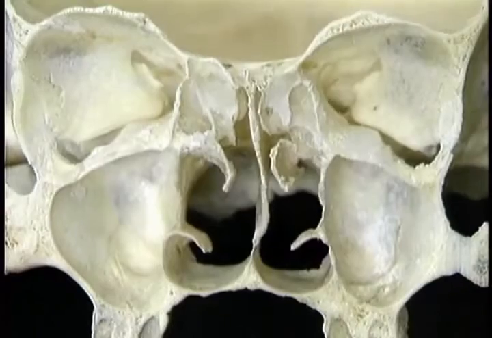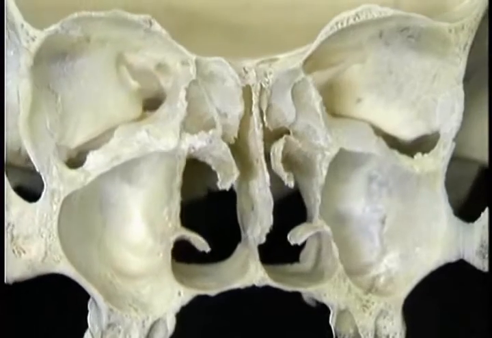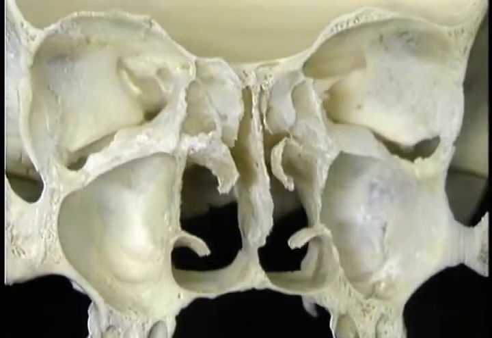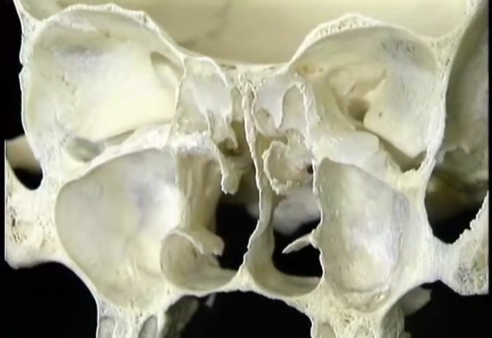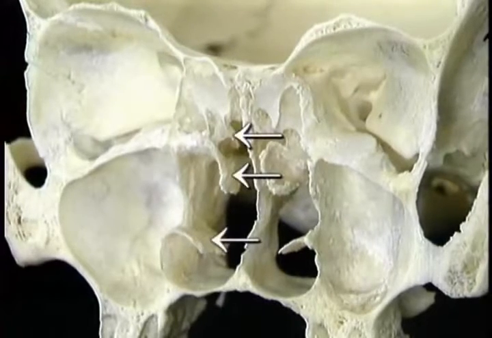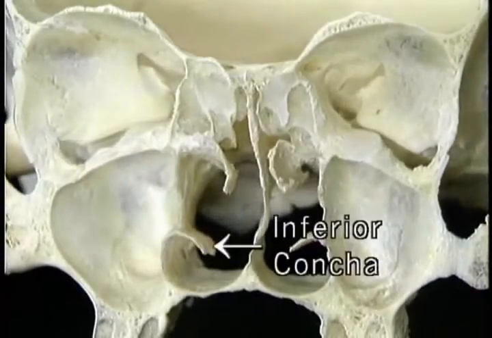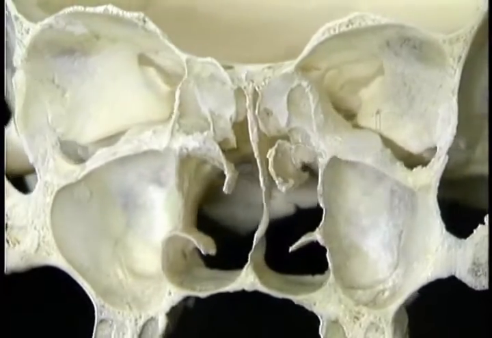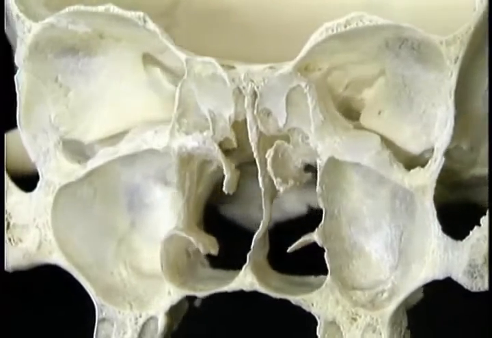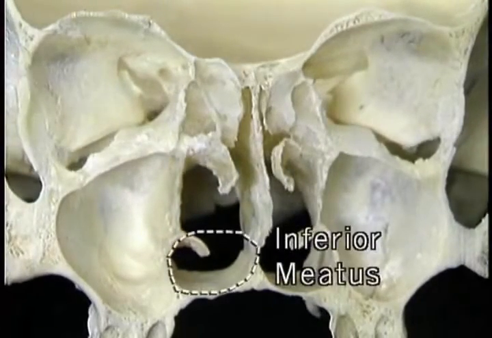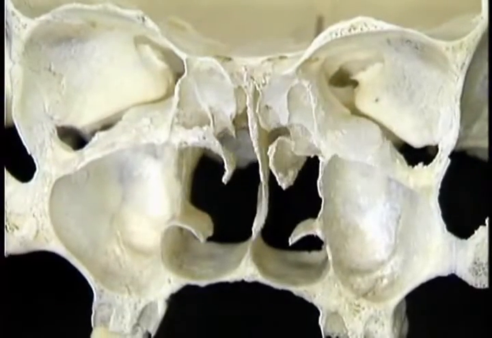The roof of each cavity, formed by the cribriform plate, is very narrow. The medial wall of each nasal cavity, formed by the septum, is smooth and featureless. So is the floor. By contrast, the lateral wall is marked by a number of features, most notably by these 3 delicate bony projections, the conchae, also known as the turbinate bones. This is the inferior concha, this is the middle concha, this is the much smaller superior concha. The three conchae partially divide the air passage into three parts: the inferior meatus, the middle meatus, and the superior meatus.